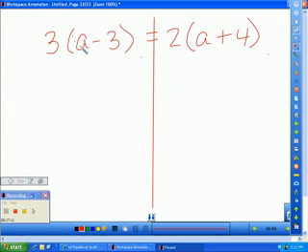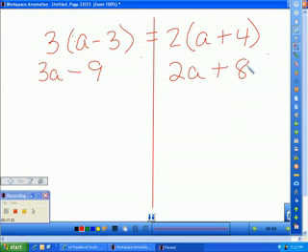So 3 times a is 3a. 3 times what is really a negative 3 is going to be minus 9. 2 times a is 2a. 2 times 4 is 8.